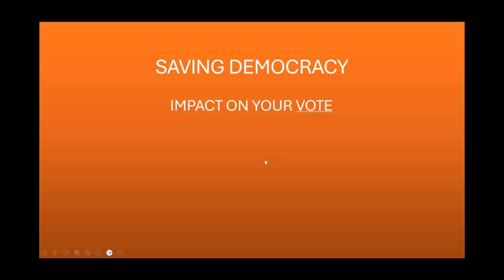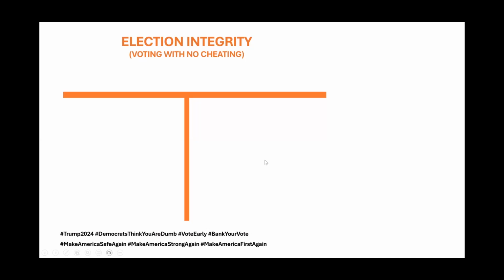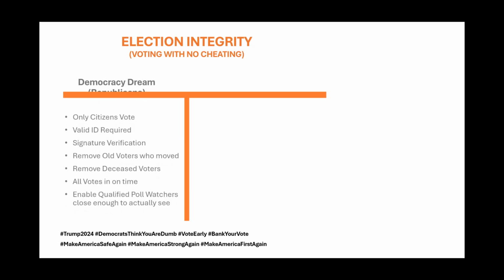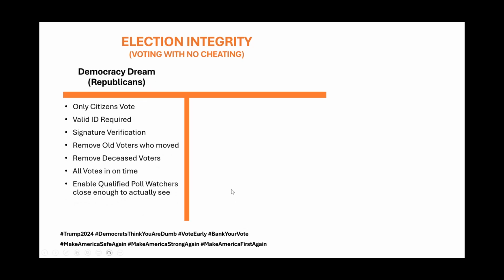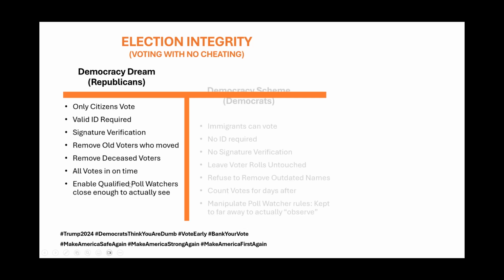Saving democracy. What's the impact on your vote? We looked at it and said, what is election integrity? Voting with no cheating. This isn't about what was stolen or taken. Like, no cheating means what can you do? Because people don't like cheaters. People don't like jumping the line and changing the system and changing the rules. That's the dream of democracy. The democracy dream: Republicans believe in election integrity. Only citizens should vote, a valid ID, signature verification, removal of ineligible voters, vote on time, enable qualified poll watchers that can actually see and watch what's going on.